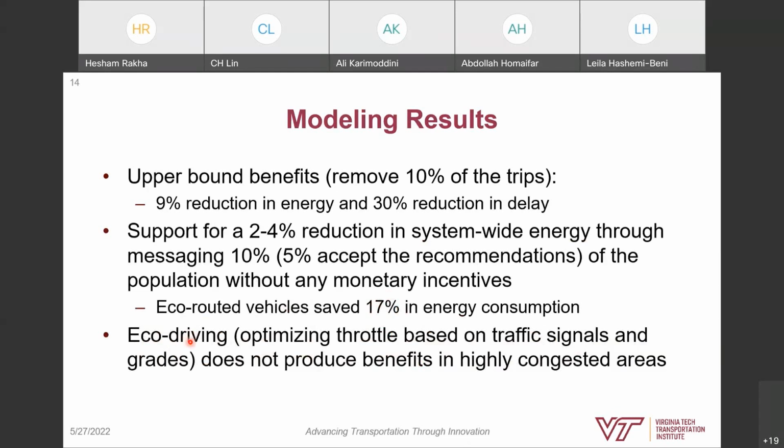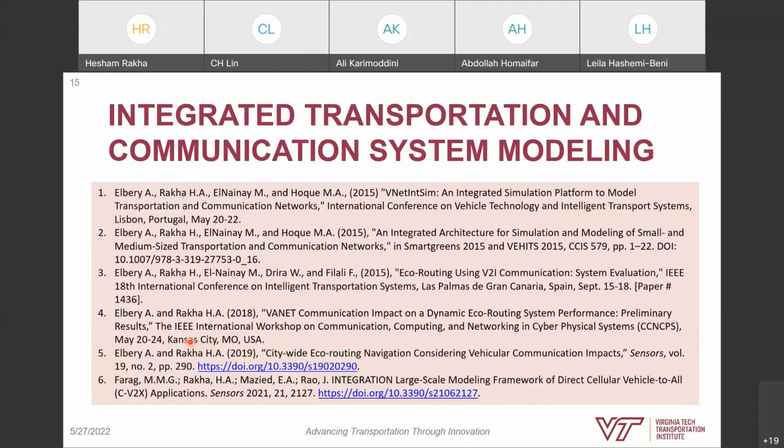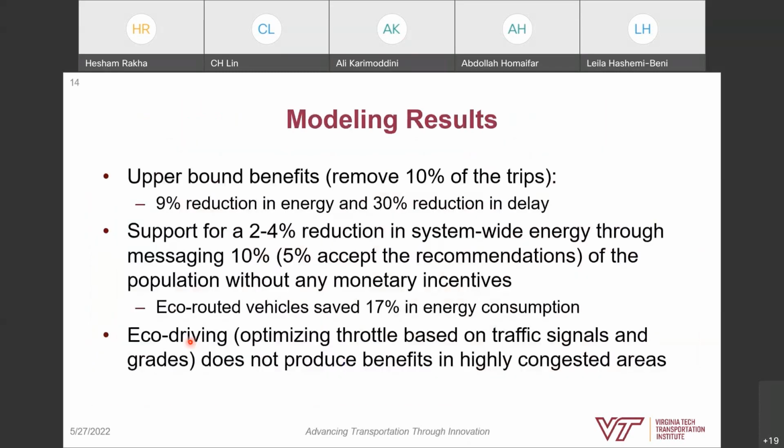For eco-driving, given that the greater Los Angeles network is extremely congested, we were unable to achieve benefits in the eco-driving, because you were constrained more by the traffic around you, and you had less freedom to drive in a more energy efficient manner. So this will conclude the first batch of my, the first project.